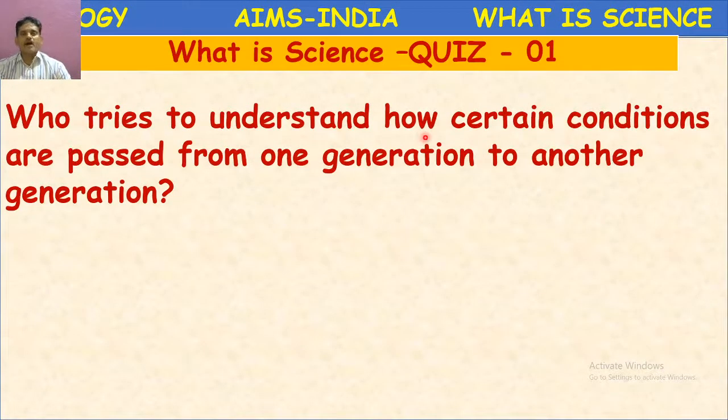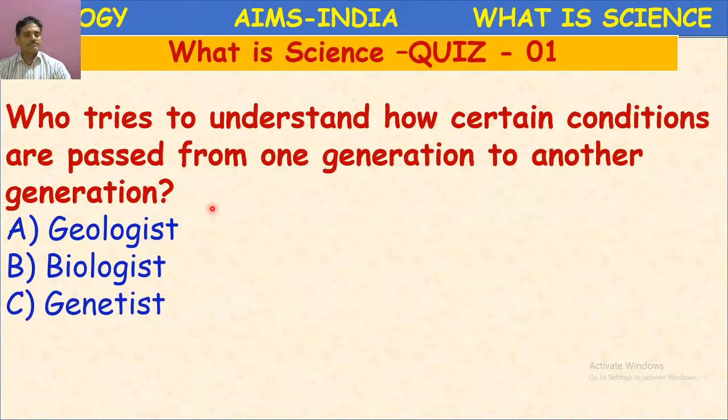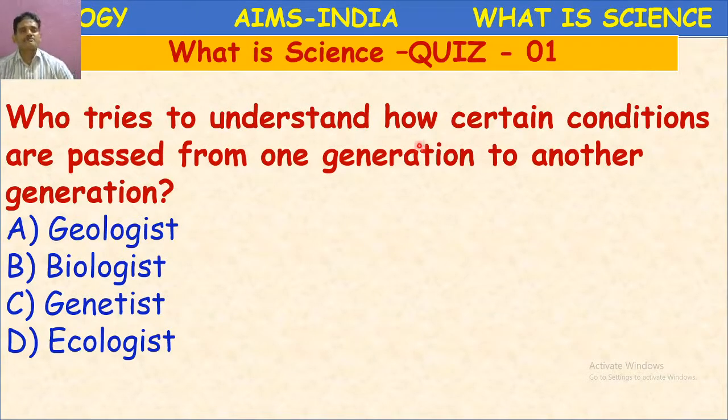Who tries to understand how certain conditions are passed from one generation to another generation? A geologist, a biologist, a geneticist, an ecologist. We have discussed with children. What is the correct answer? C. Geneticist. A geneticist is the scientist who studies heredity. Heredity means the transfer of characters from parents to offsprings or children.